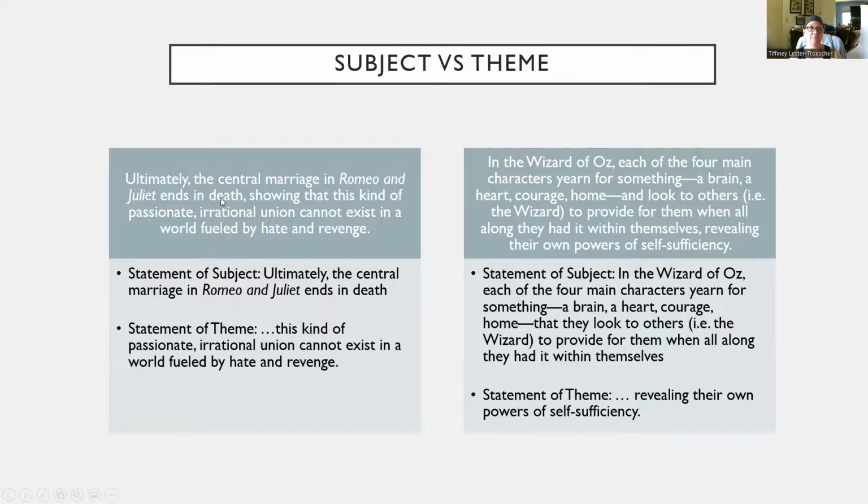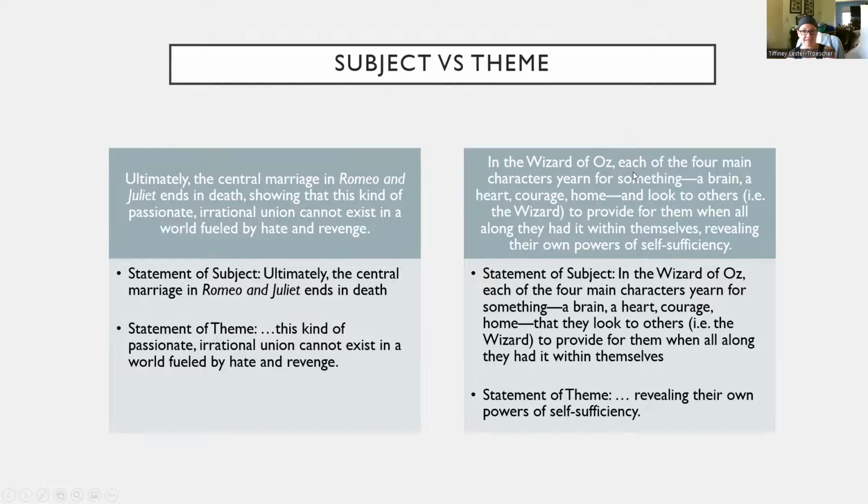Your theme will be brought up with the subject, but you have to have the statement of theme with it. So ultimately, the central marriage in Romeo and Juliet ends in death, showing that this kind of passionate, irrational union cannot exist in a world fueled by hate and revenge. All right, so the statement of subject, what is Romeo and Juliet about? Ultimately, the central marriage in Romeo and Juliet ends in death. But you can't just stop there because you haven't actually revealed a theme. That's just what it's about. What is the theme? That this kind of passionate, irrational union cannot exist in a world fueled by hate and revenge.